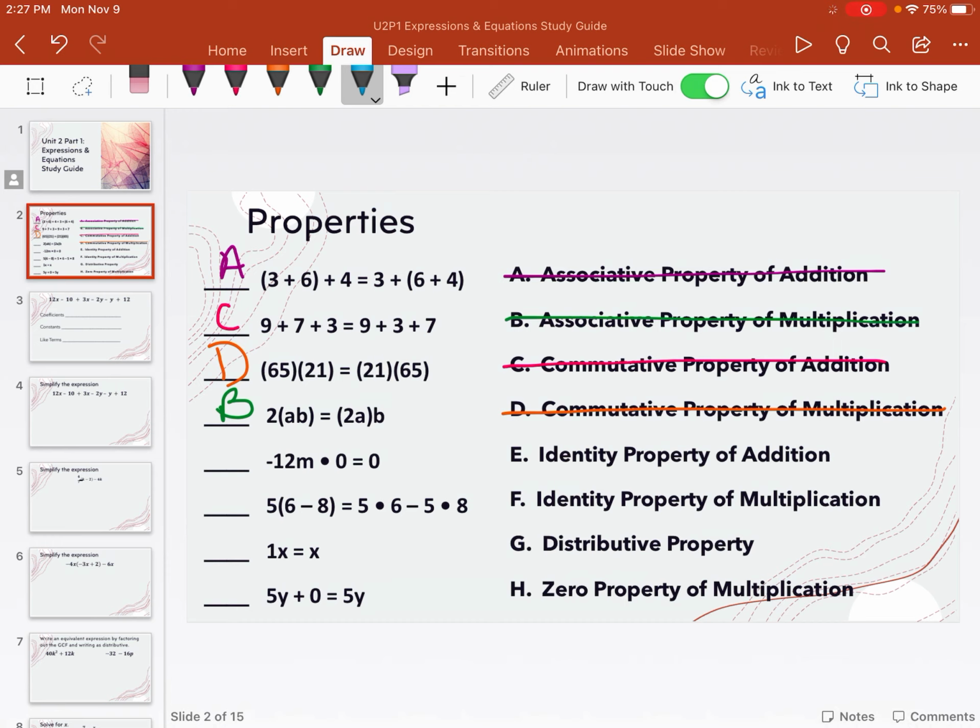Our next one here, we have our 5 being distributed in 5 times 6 minus 5 times 8. And that is our distributive property, G. Then it looks like our identity stayed the same. 1 times x is equal to x. So identity property multiplication, remember, that's anytime you multiply by 1, so F. And then our last one here, they're adding a 0 to keep the identity the same, which is E.